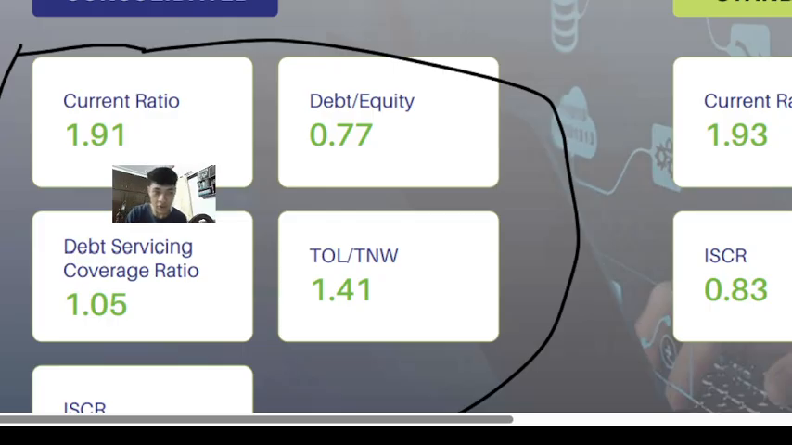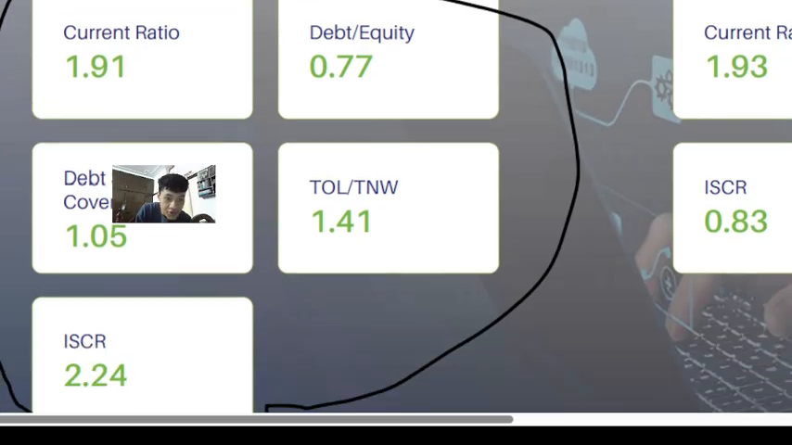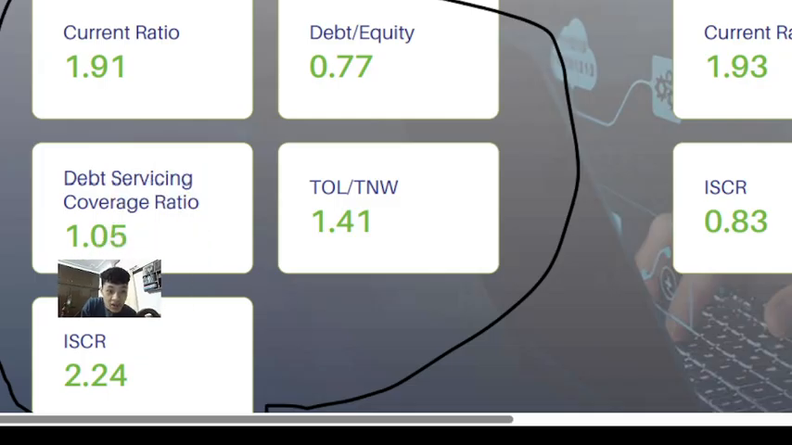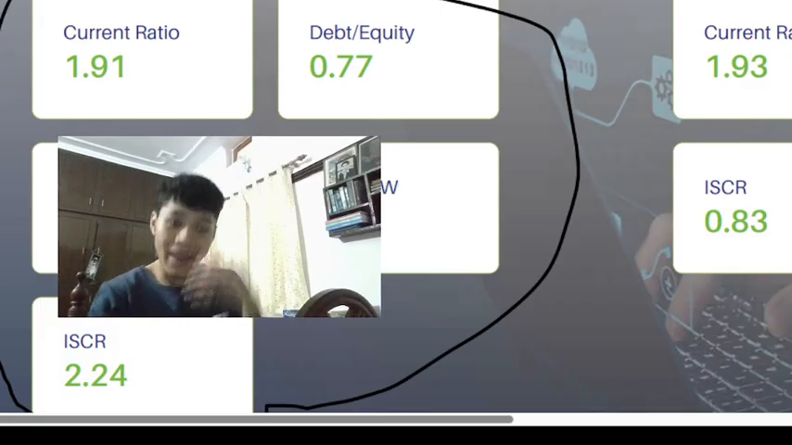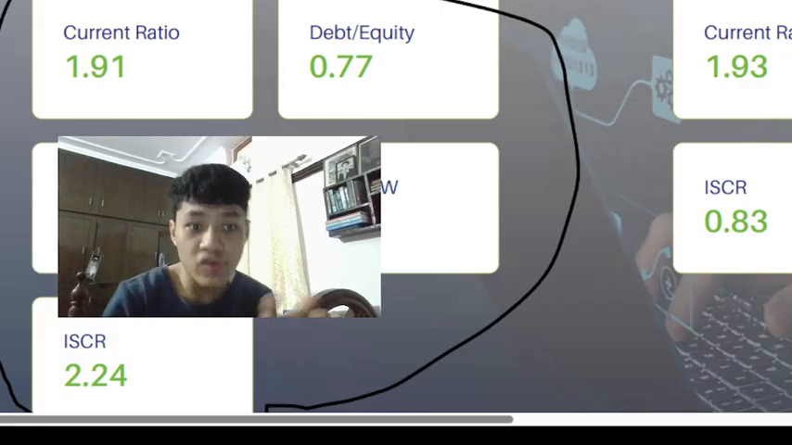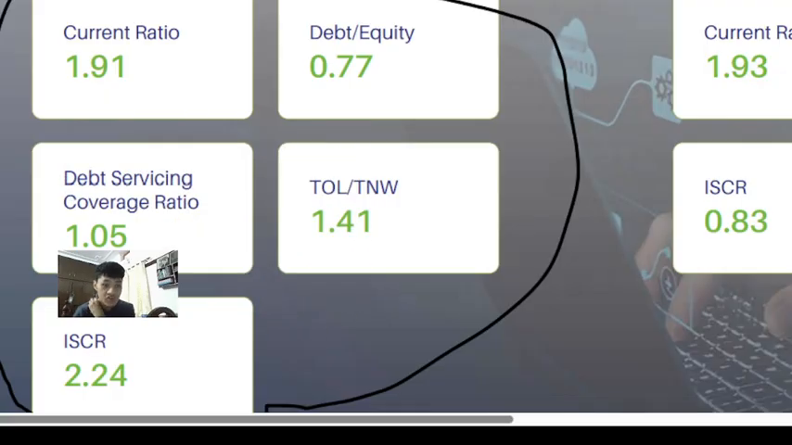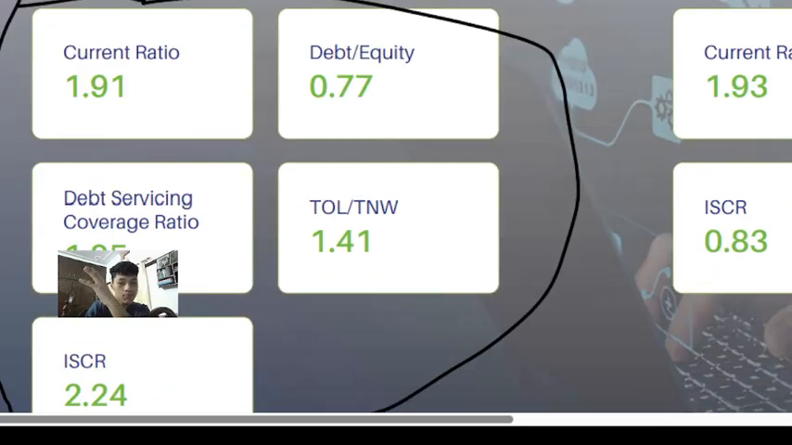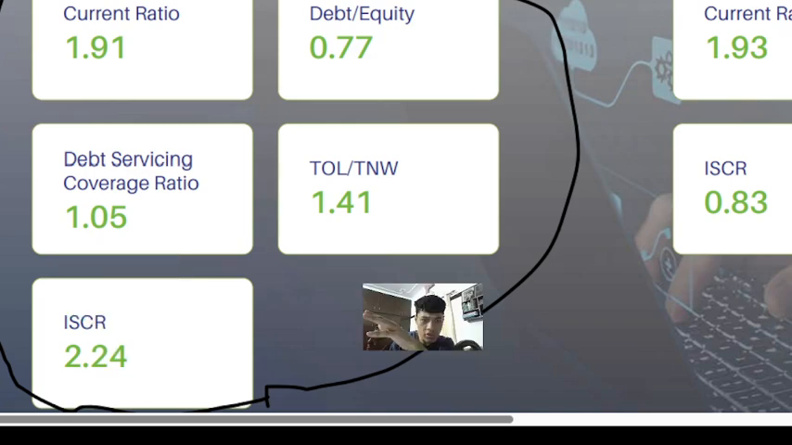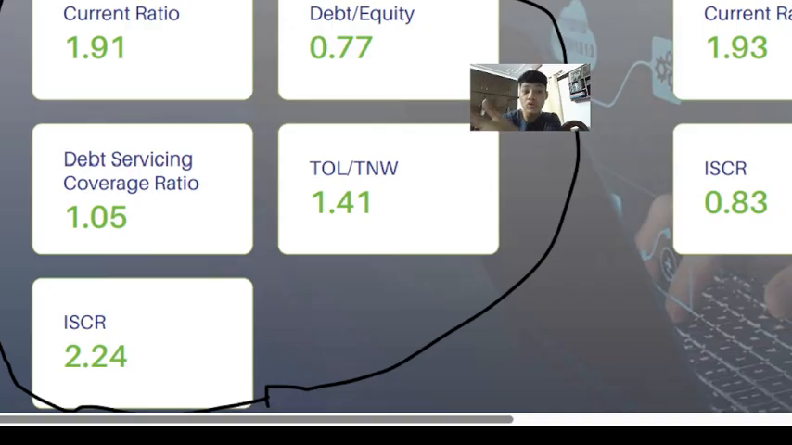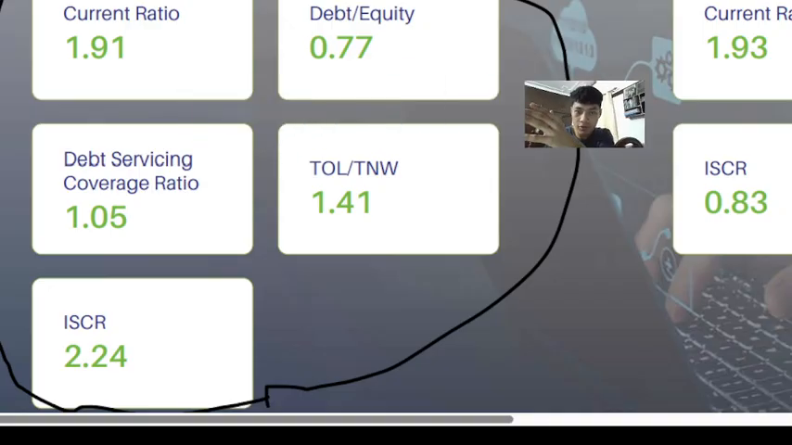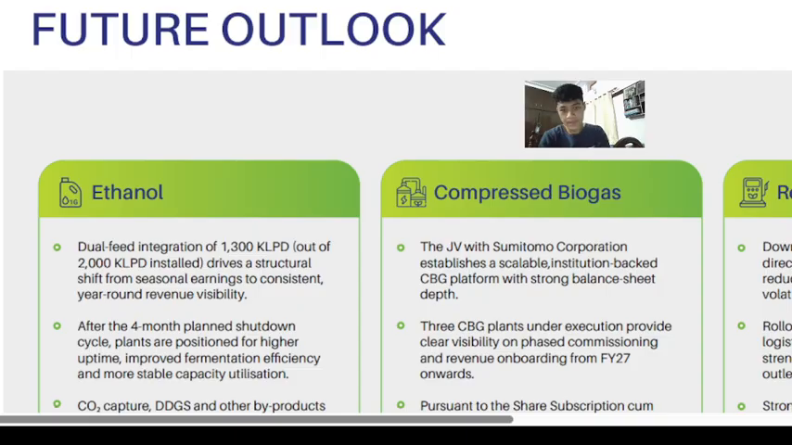This is actually pretty poor, meaning EBITDA upon interest payments plus principal payments is only 1.05 times. That's not really that good. However, the ISCR, the interest service coverage ratio, meaning EBITDA divided by the interest payments only, not the principal payments of the loan, is 2.24, which is actually pretty healthy. All right, so this is good. Debt to equity of 0.77 depends on the industry. Generally it is pretty poor.